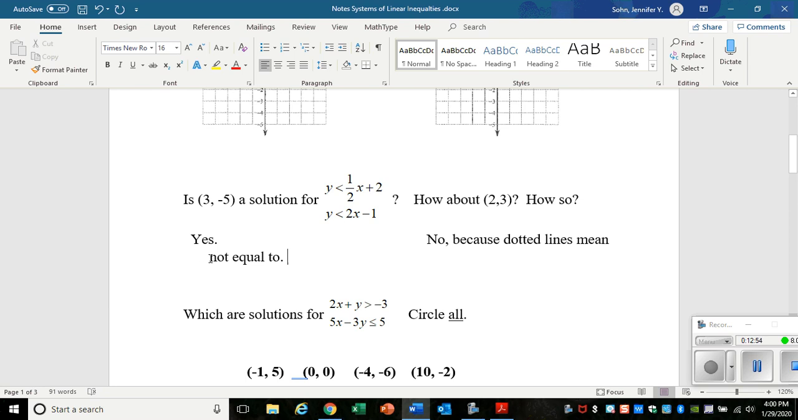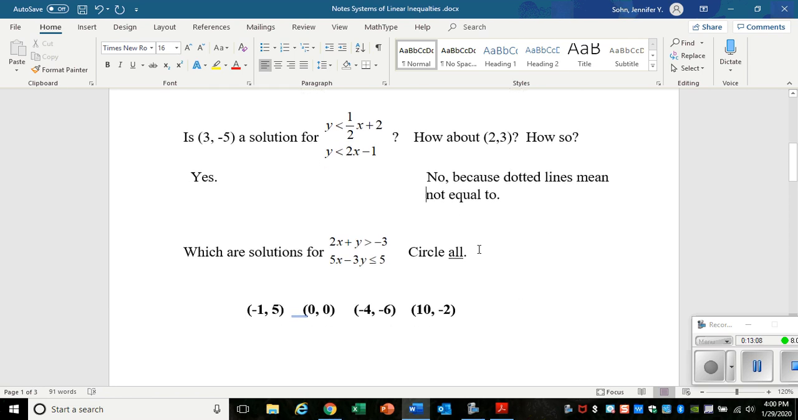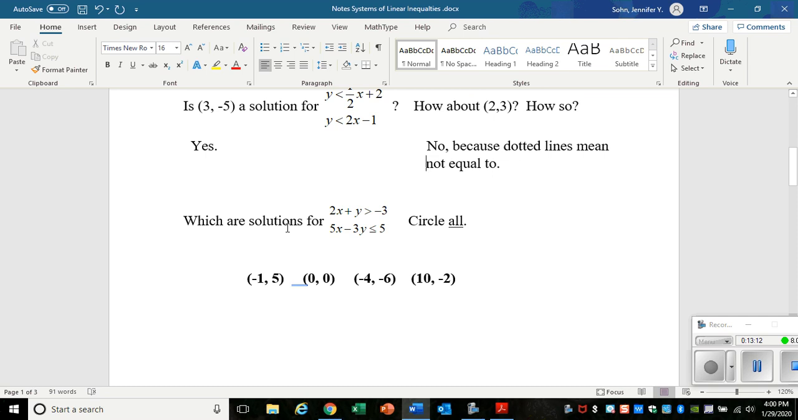So I'm just gonna shift this. So please write no, 2, 3 is not the answer because the dotted lines mean not equal to. So you cannot say they are solution, okay? So please write this. We're going to move on to the last question here.